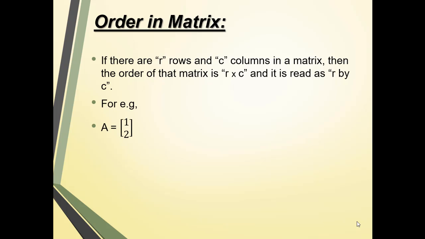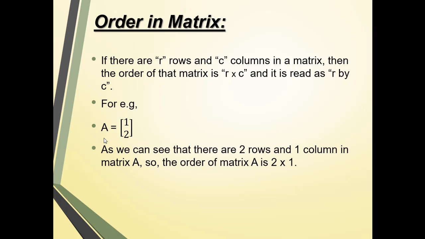For example, we have given matrix A and it contains 2 elements. First of all, we need to know how many rows there are. Actually, there are 2 rows. The first row is that in which 1 appears, and the second row is that in which 2 appears, and there is only 1 column in which 1 and 2 appear. So we can say that the order of this matrix is 2 by 1, as mentioned in this statement as well.